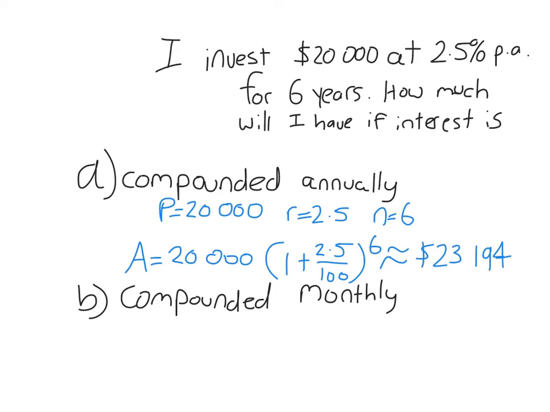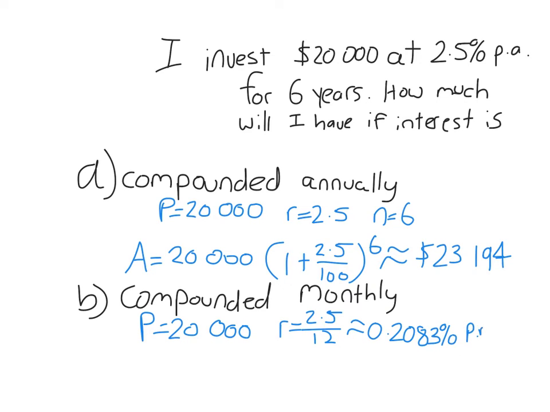So what if we compound it monthly? Well, the initial amount is still the same, but the rate was per year. If the interest is going to be recalculated each month, it's not 2.5% per month. You have to divide the rate by 12 because you're getting 2.5% every year, which means you're getting about 0.2083% per month. So just write PM for per month.